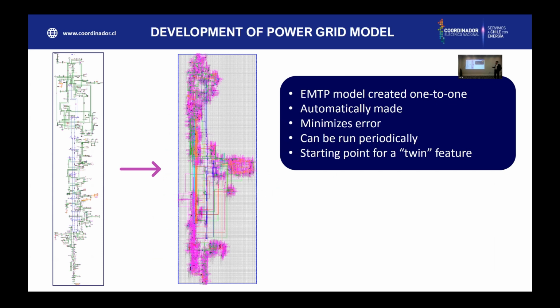We finally are creating a model one-to-one with the Power Factory model that 15 people are working on. It is automatically made, it minimizes error, and can be run periodically for several operation points. And this is the beginning of a digital twin for what's coming next.